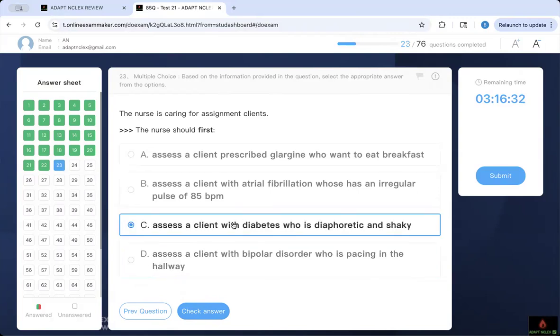I can tell you, this patient is hypoglycemic. We need to see them. Bipolar patient, pacing, nothing wrong with it. AFib, you're going to have an irregular heart rate, but so long as your pulse is well controlled, 85 is good. Glycogen is long acting. You don't need me to give it to you before you eat breakfast. You can eat breakfast without it. Therefore, number 3, diaphoretic, shaky, diabetes is hypoglycemia. We got to do something.